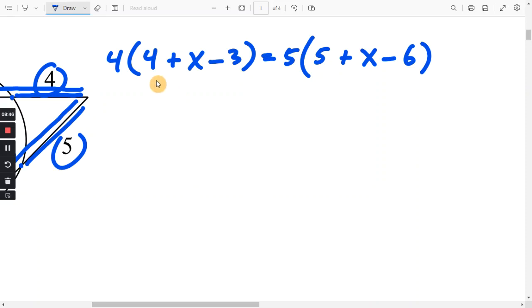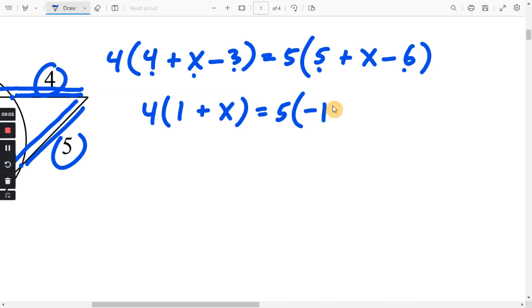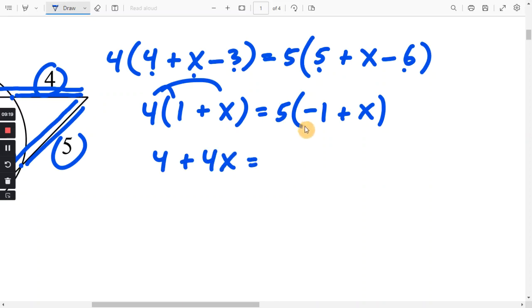All right, so I would combine like terms first. We have the 4, and 4 minus 3 is 1. And we still have positive x. On the right, combining like terms, keep the 5. Inside parentheses, we have 5 minus 6, that's negative 1. And we still have positive x. All right, and now distribute. 4 times 1 is 4. 4 times x is 4x. 5 times negative 1 is negative 5. 5 times x is 5x.